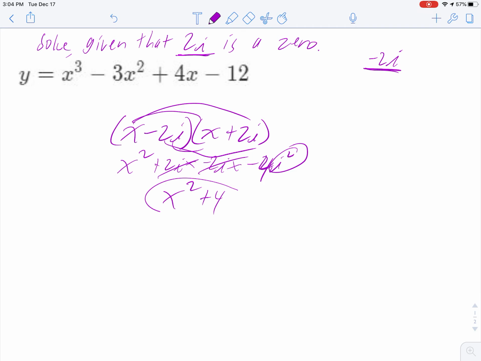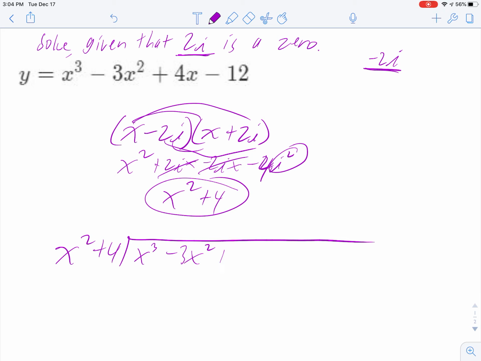So now that I have x squared plus 4 as a factor, I'm going to divide x cubed minus 3x squared plus 4x minus 12 by x squared plus 4 and see what the remaining factor is. I'm going to change colors to make it easier to see. So x squared times what is x cubed? That's x. X times x squared plus 4 is x cubed plus 4x. Notice you could think of there being a 0x squared there because there's no middle term.